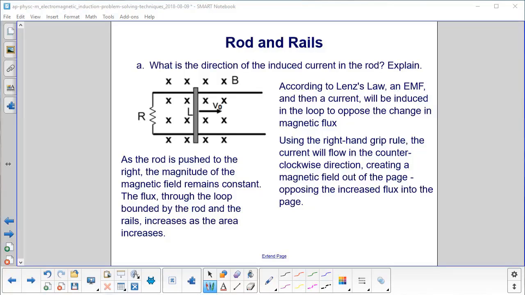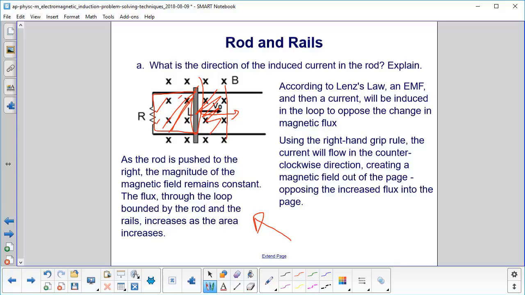According to Lenz's law, an EMF and then a current will be induced in the loop to oppose the change in magnetic flux. So let's talk about the magnetic flux over here. As the rod is pushed to the right, the magnitude of the magnetic field remains constant. However, the flux through the loop, which is bounded by the rod and the rails, is increasing as the area, this area here, increases, right? Because as the rod goes here, then you have more area. So that's why the flux is increasing.